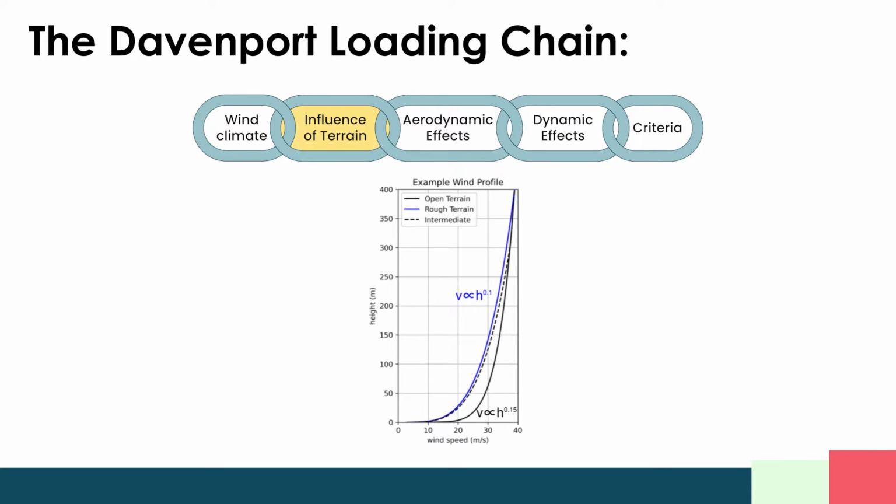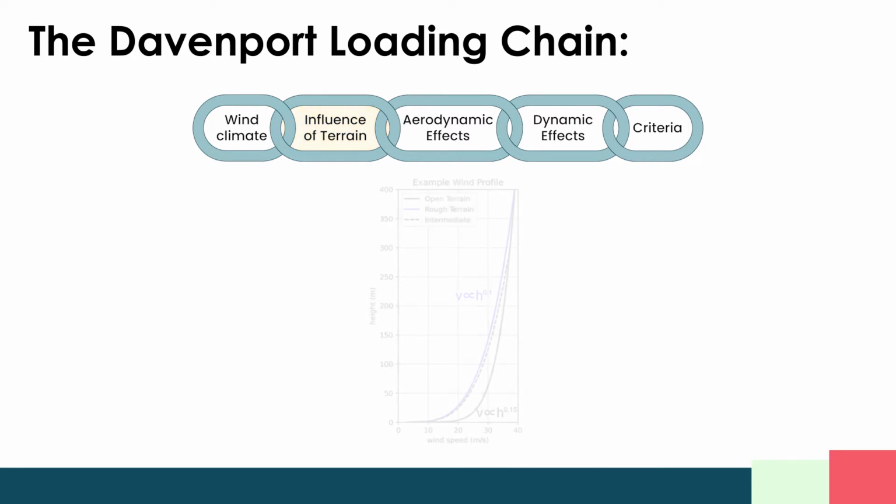If we are building a structure in an open terrain with smooth surface, we can see from this plot that the wind speeds are going to be higher in comparison to a rough terrain, such as a city center. So depending on the location of the structure, we need to adjust the wind speed profile to properly account for the influence of the terrain.